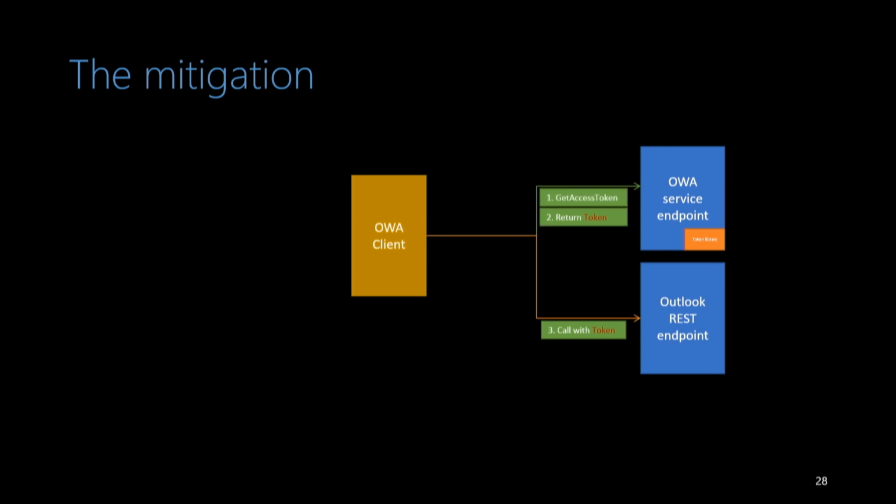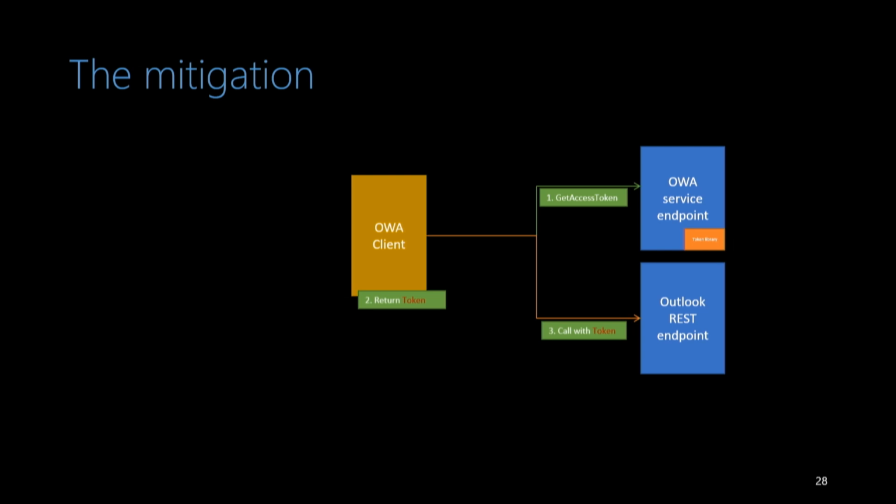So in order to get the token, the OA client makes a get access token resource API call to the server. The server then used to mint a partially signed token and return it to the client, which is the token that Terry and Ron showed you earlier. The client would then make the call using this token to the Outlook REST endpoint to perform user actions.